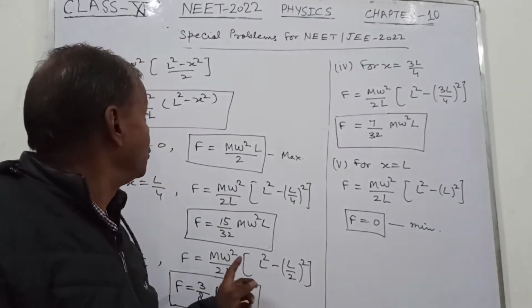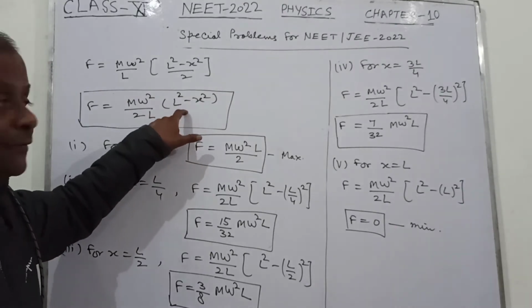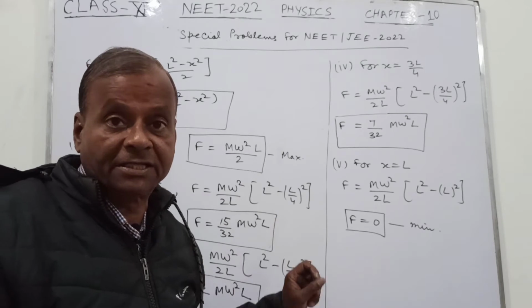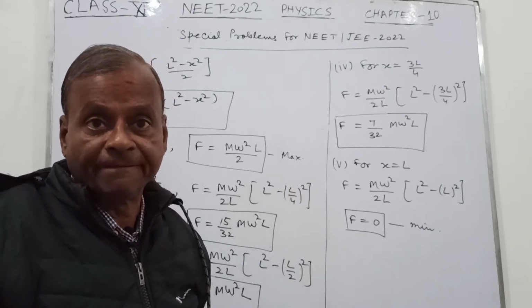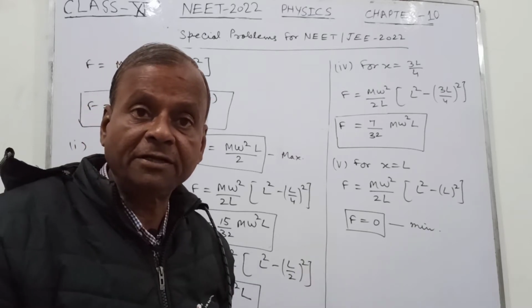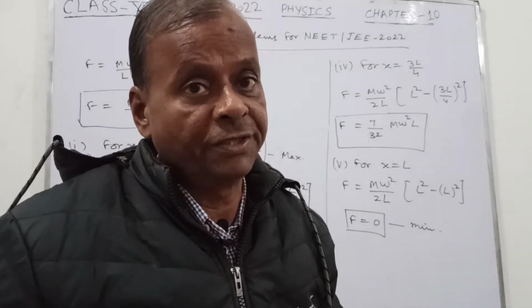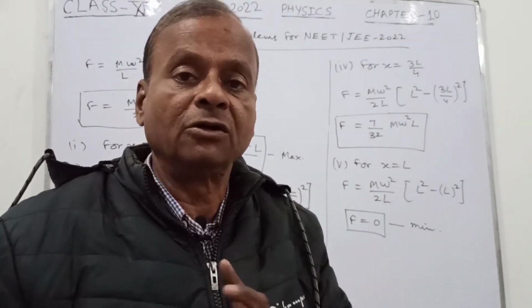I have told you a general formula like this one. Here you put the value of x, any value of x that is given in the question. You find the force or the tension in the rod rotating in the horizontal plane about an axis which passes through its one end and perpendicular to the length of the rod.